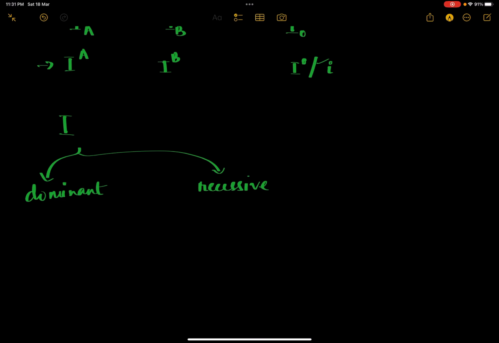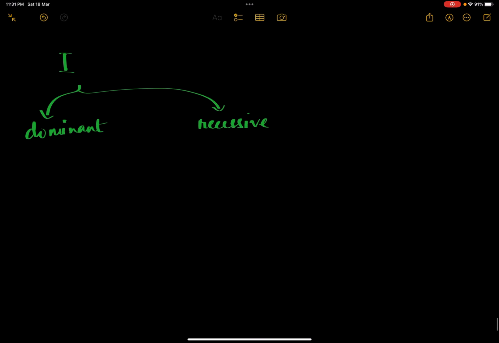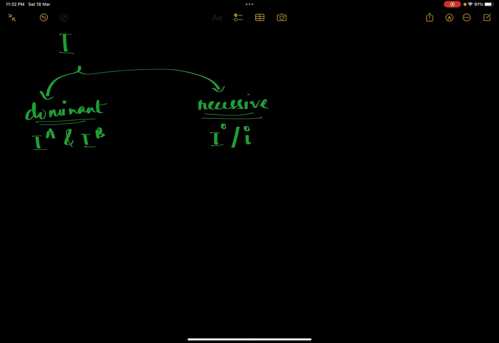So there is dominant and there is recessive as always. The dominant are IA and IB. These two types are the dominant ones, and the recessive one is I naught, or small i. You must know that for any dominant, even if one is present, that will represent itself, while for a recessive one, both the recessive alleles must be present in general.